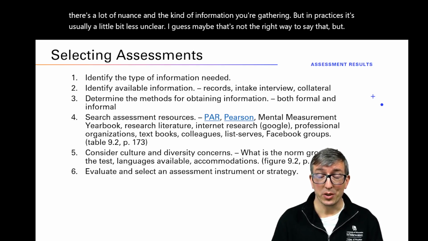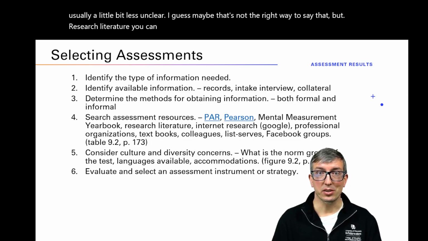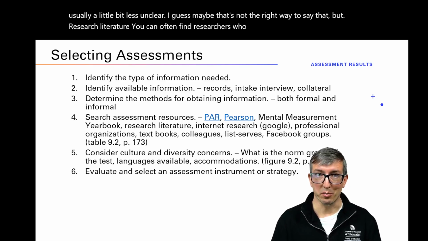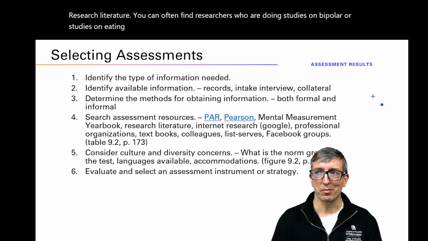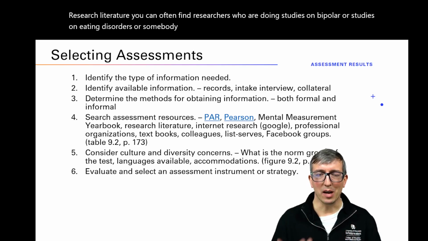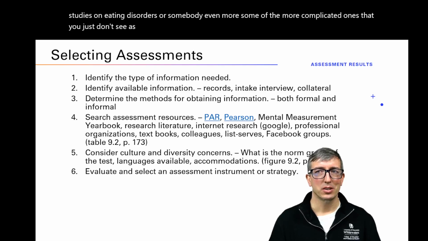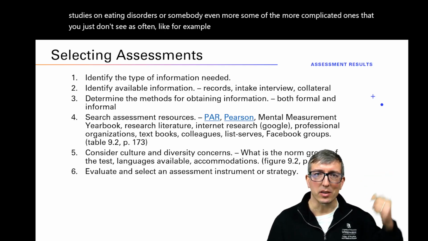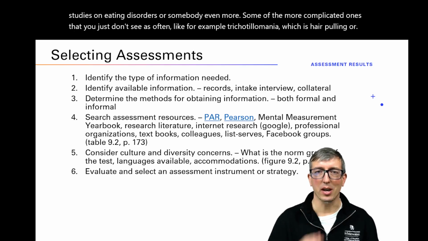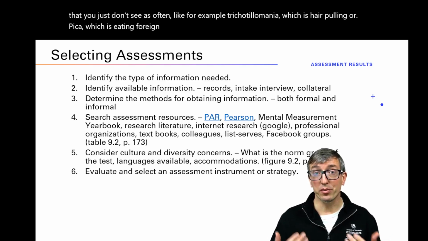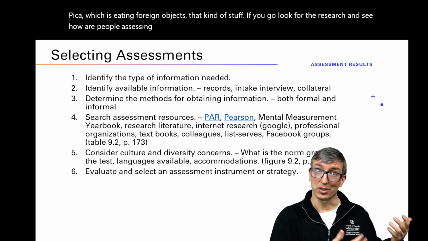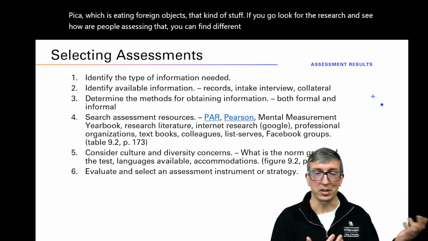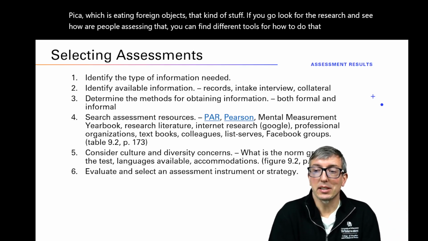In the research literature, you can often find researchers who are doing studies on bipolar or eating disorders, or some of the more complicated ones that you just don't see as often, like, for example, trichotillomania, which is hair pulling, or pica, which is eating foreign objects. If you go look for the research and see how people are assessing that, you can find different tools for how to do that.